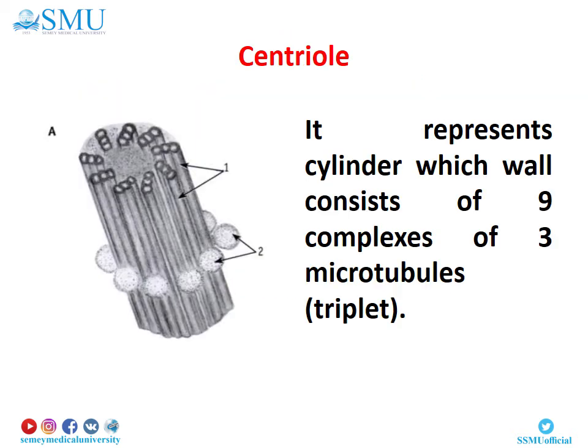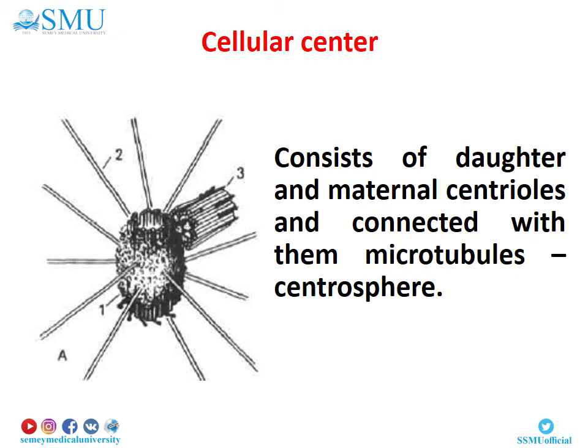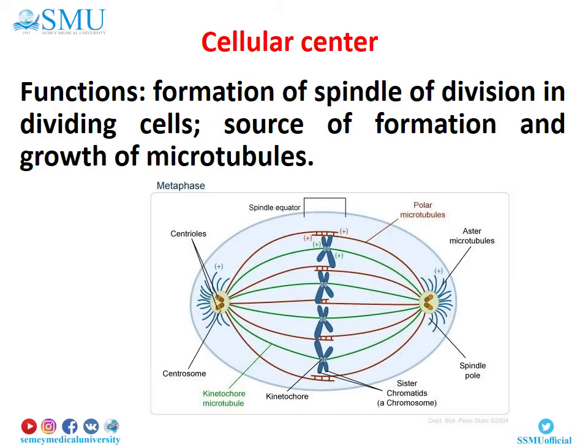Centrioles. It represents a cylinder whose wall consists of 9 complexes of microtubules. Each complex consists of 3 microtubules and is called a triplet. Cellular center. Cellular center consists of daughter and maternal centrioles and the microtubules connected with them, the centrosphere. Each centriole consists of 9 triplets of microtubules. Cellular center functions in formation of the spindle of division in dividing cells and is also a source of formation and growth of microtubules.